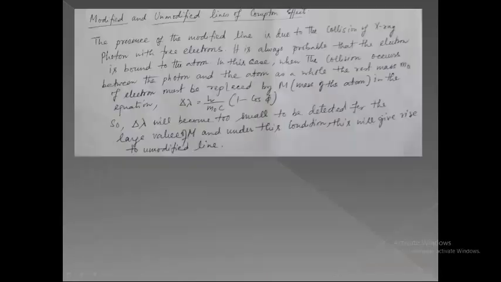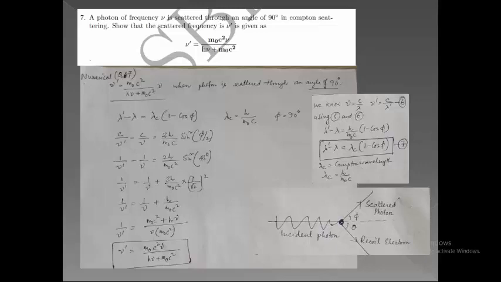The last problem, and then we close up with some little conclusion discussion. Problem number 7 from Compton effect. This is a very easy problem. The last one I make it easy to make it interesting. A photon of frequency nu is scattered through an angle 90 degree in Compton scattering. Show that the scattered frequency of the photon, nu dash, is given by this formula.